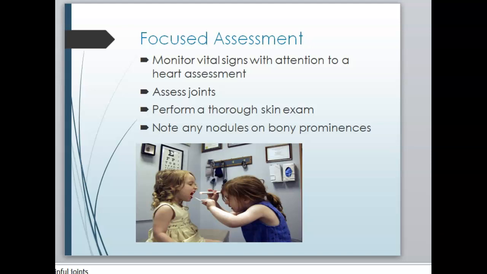So let's look at a focused assessment. What we'll do as nurses, we're going to monitor vital signs with attention to heart assessment. So that's why it's good to listen to the heart sounds so that you're able to see where the defect may be occurring. You want to assess the joints, because remember there's joint pain. Perform a thorough skin exam. Note any nodules or bony prominences. So the joints may be red, swollen. The skin may have erythematous macules with clear center and well-demarcated borders on the trunk and extremities. It's usually non-itchy or non-pruritic. And there may be nodules, non-tender swelling located over bony prominences.